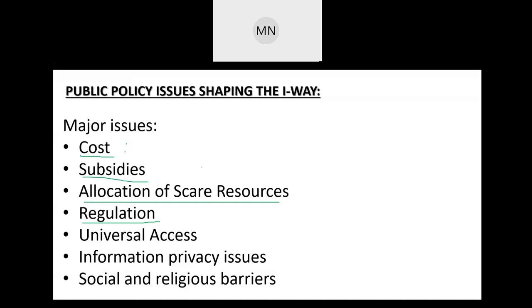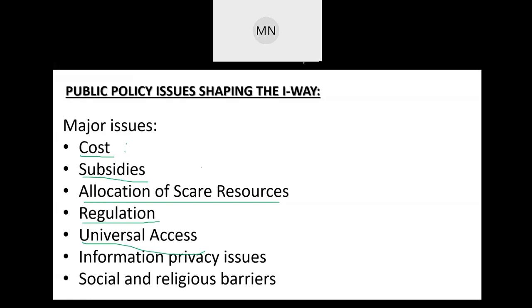Universal access. As this highway involves a huge development cost, the access to the highway should be universal. That means whether this has to be given equal access to all the users or otherwise it has to be limited to some people. So here, the access should be given universally so that anybody can access.